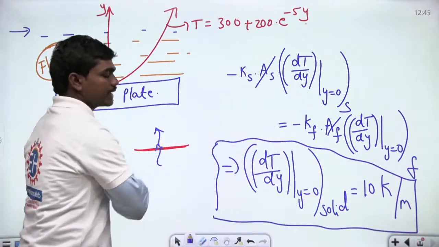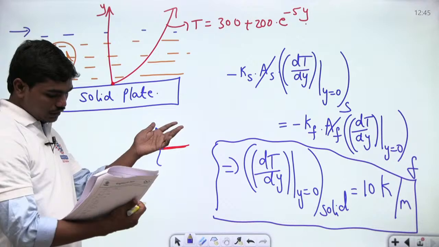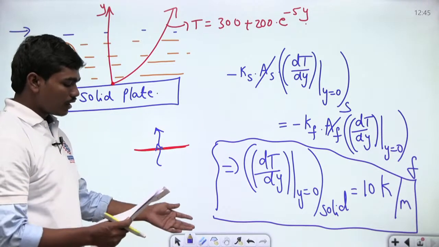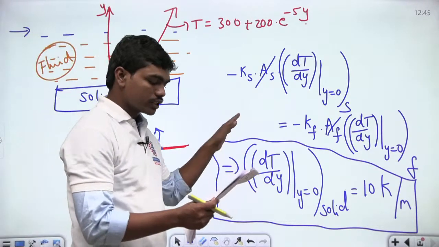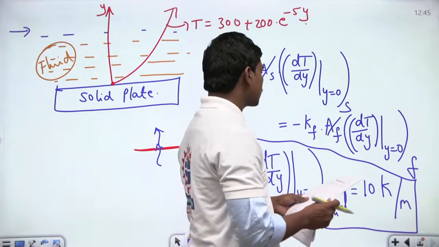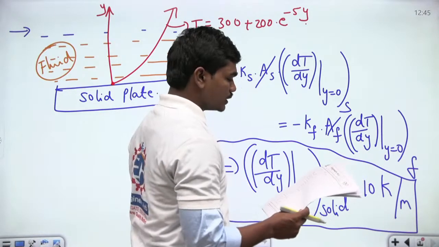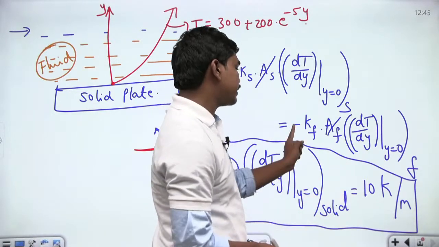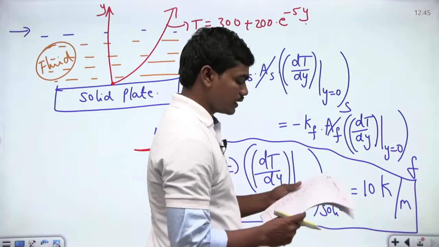Okay. So 10 Kelvin per meter is what you are getting, because Kf, Ka, all these are given in the question. Yes, they are given, and of course you can calculate dT/dy at y equal to 0 on both sides. On the fluid side, because this temperature profile is on the fluid side, you can just calculate this. So you'll get dT/dy at y equal to 0 at the solid side.